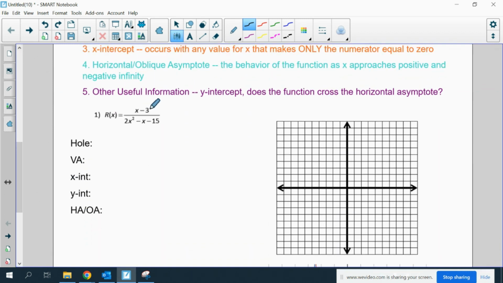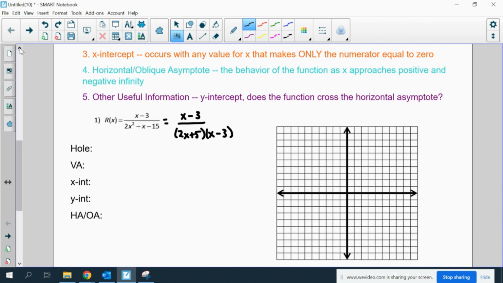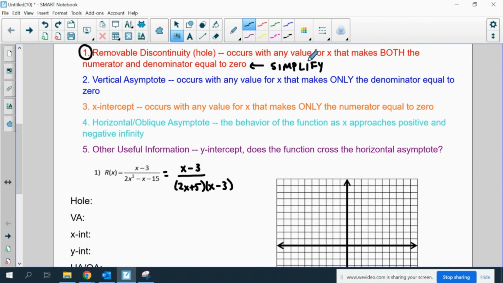Problem 1, we have x minus 3 over 2x squared minus x minus 15. Usually the first thing we want to do is factor. So if we factor the denominator, we end up with 2x plus 5 and x minus 3. So what we notice is there is a value of x that makes both the numerator and denominator equal to 0. That value is at x equals 3. So there's going to be a hole where x equals 3. And then we actually need to find the y value for that.